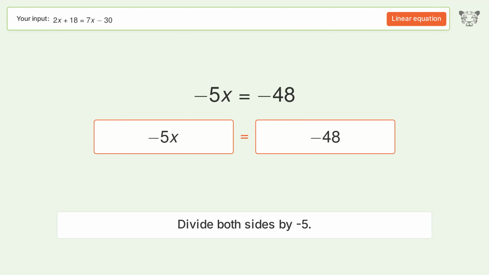Negative 5 is multiplying x. To leave x alone, divide both sides by -5. That gives x = 9.6.